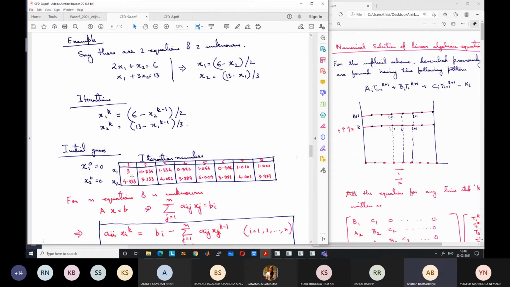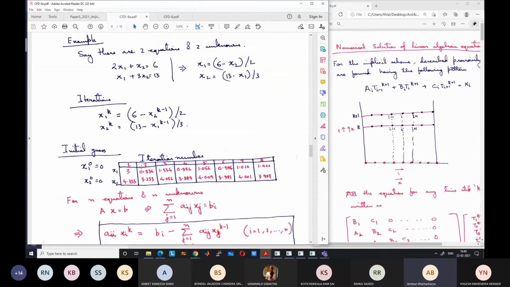Then the second iteration value of x1. For k equal to 2, we have to use the k equal to 1 value. So for k equal to 1 we have already found 4.33. For the second iteration, 6 minus 4.333 by 2. Okay, 6 minus 4.333 is 1.667. So 1.667 by 2 will become 0.8335 or something like that, 0.834. So that is our second iteration value. Because in this case we know the correct answer, we see that we are going towards the correct solution.